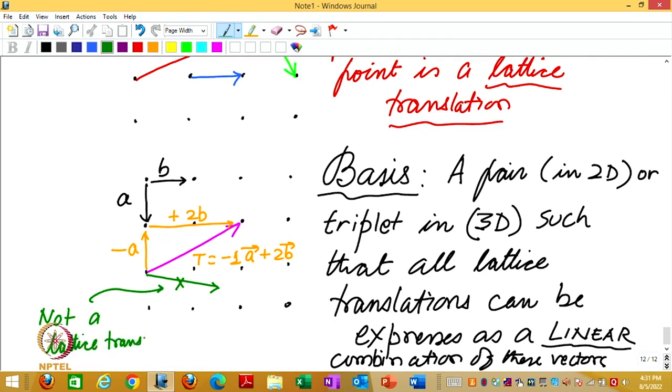So, I should not insist that I am in an identical environment if I translate myself by this vector. But by the a vector, by the b vector, or by the minus a plus 2 b vector, I am going from a lattice point to a lattice point, and all lattice points are identical. So, I am going by a lattice translation and I can expect that I am in an identical surrounding. Whatever is the scenery here, I should have the same scenery there. If it is not, then they are not lattice points and it is not a lattice translation.